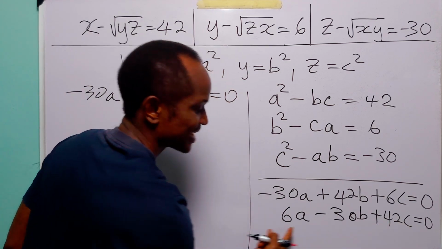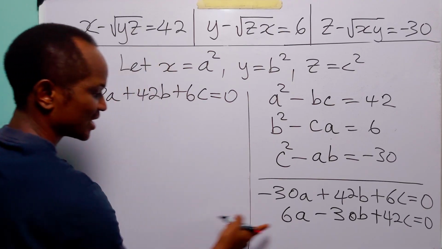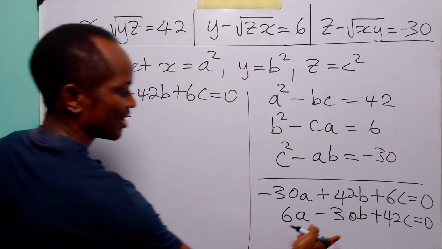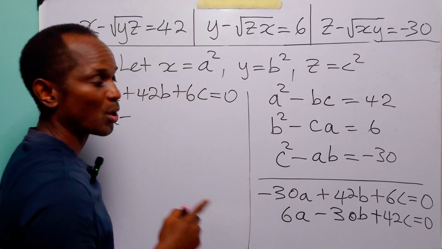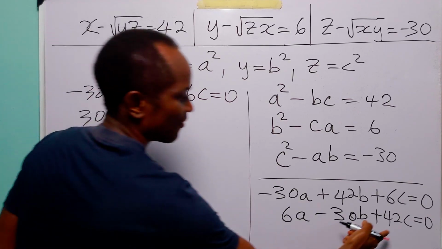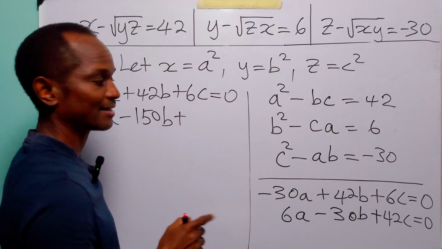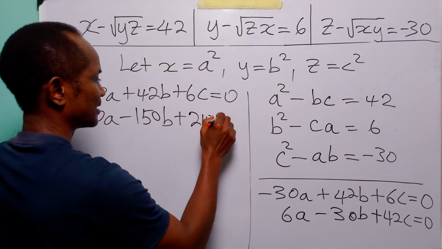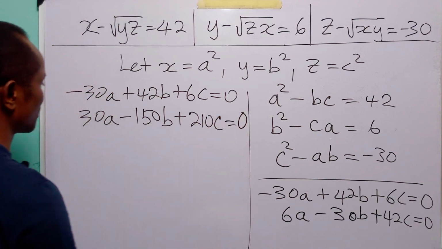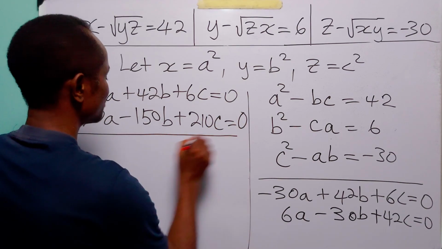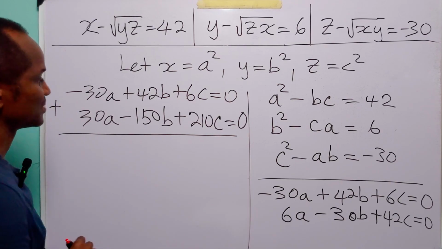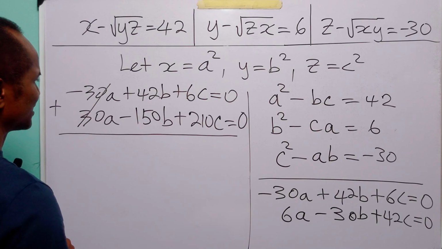And then multiplying this second equation by 5, we have 6 times 5 is 30A, minus 30 times 5 is 150, so this is 150B, plus 42 times 5 is 210, so this is 210C. And of course, 0 times 5 is equal to 0, so this is still equal to 0. Now we add the two equations. Minus 30 plus 30 is equal to 0, so this is going to be eliminated.